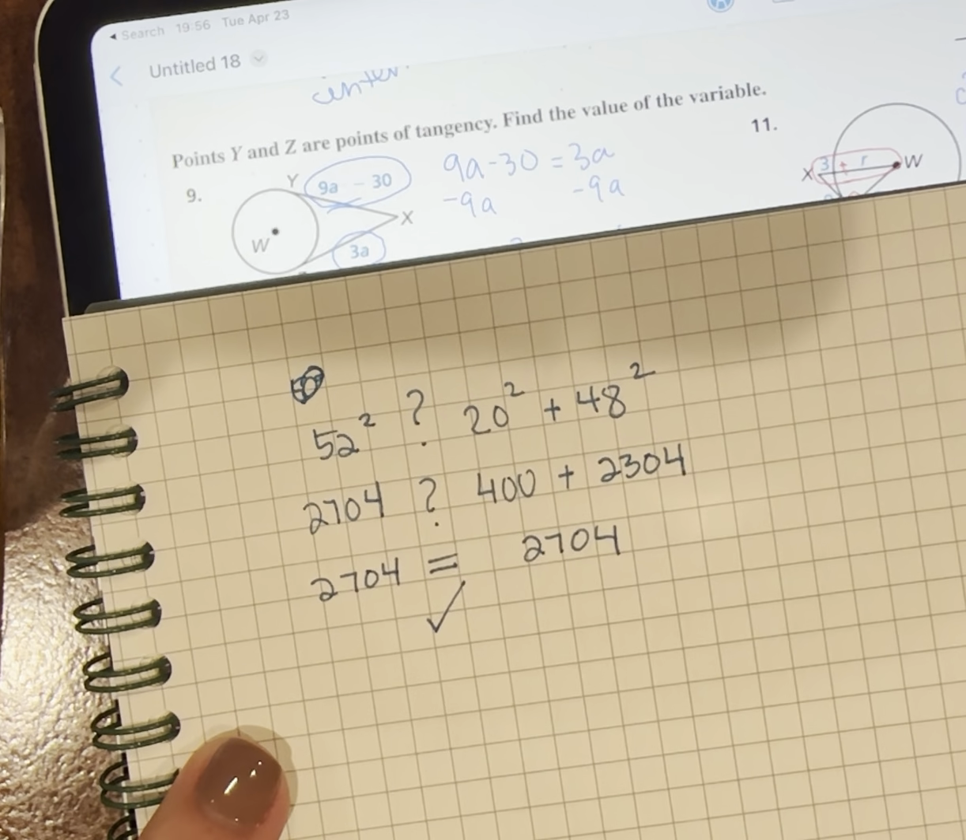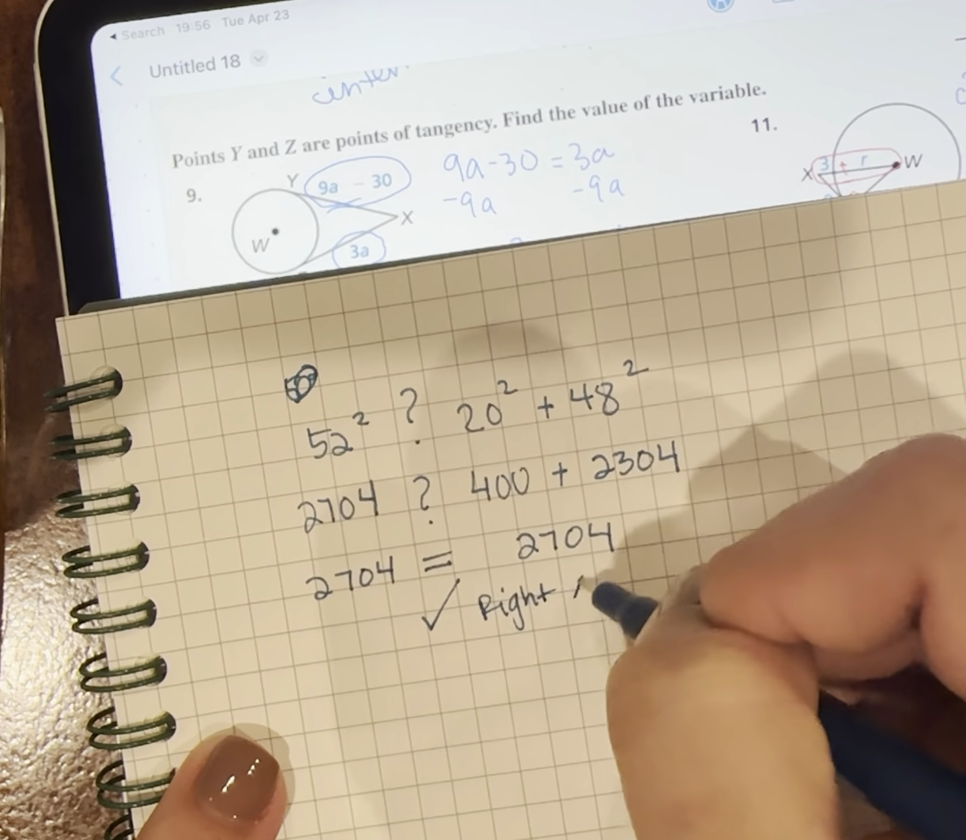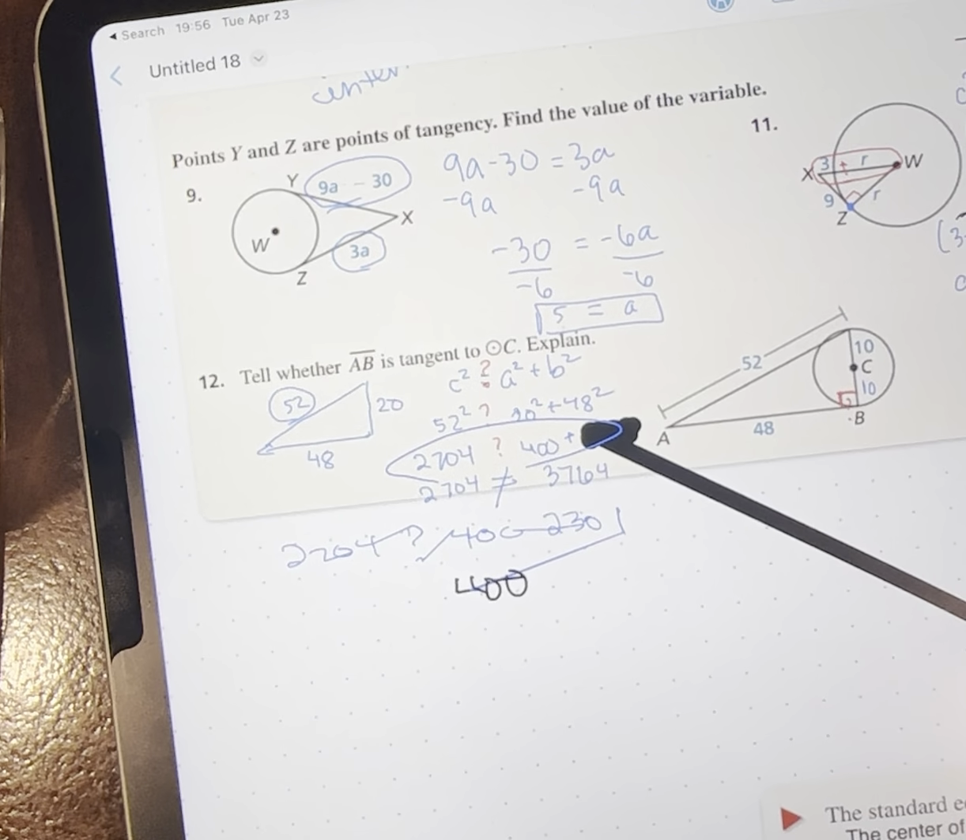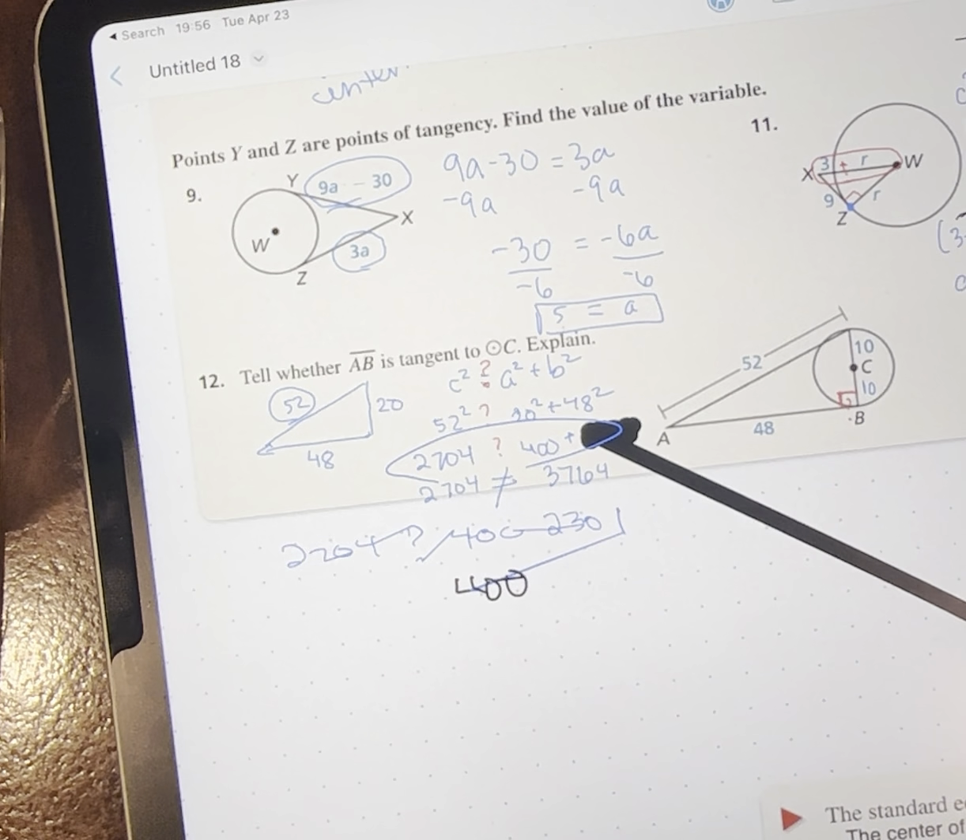So the Pythagorean theorem works, which means this is a right triangle. So if it's a right triangle, then AB is tangent. So is AB tangent? Yes, it is. Explain why. Because we, using the Pythagorean theorem, proved that angle B is a right angle.